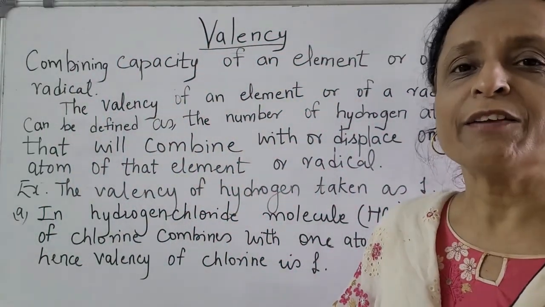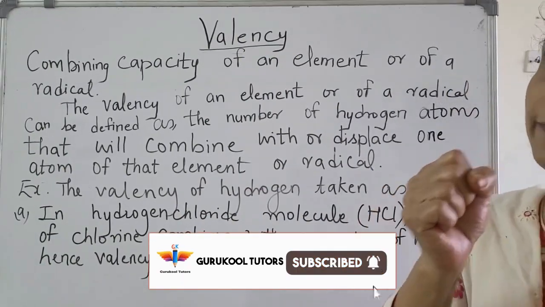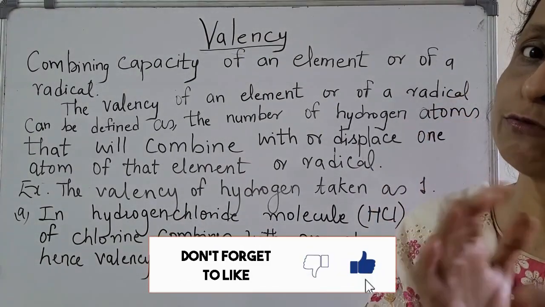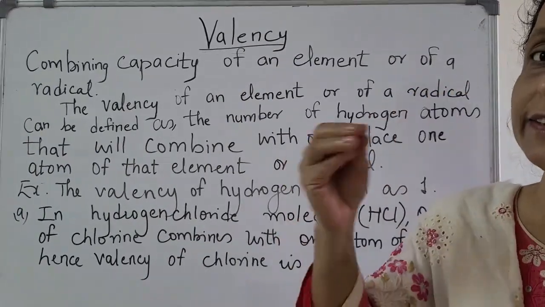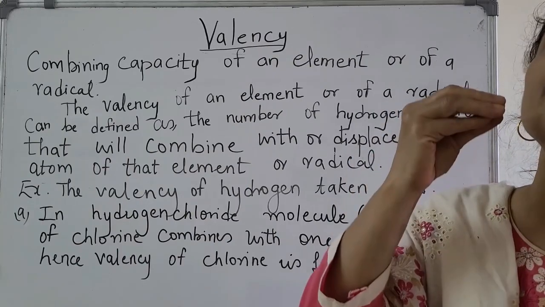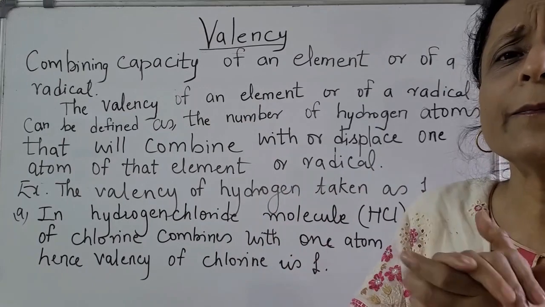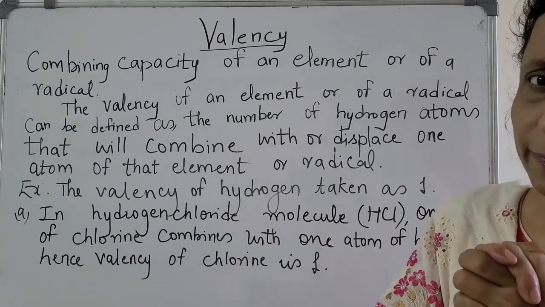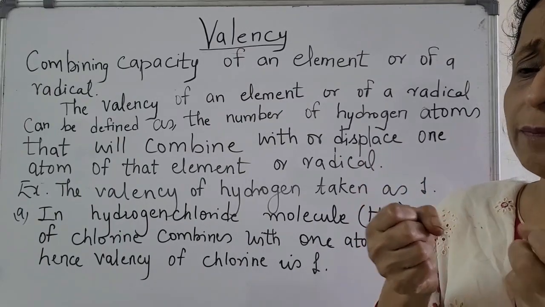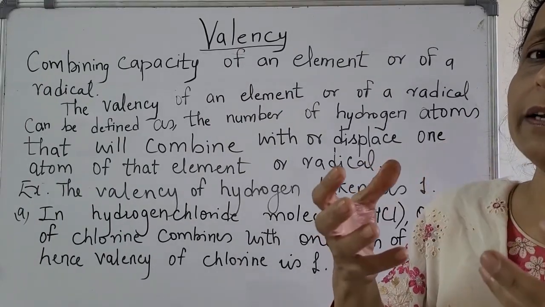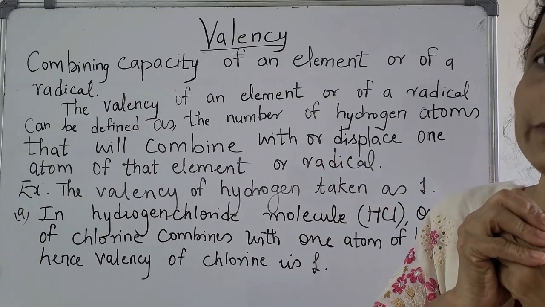Now, let's study valency. What is valency? It's the combining capacity of the element to form compounds. The atoms become radicals, and radicals get attracted and form compounds. So, valency is the combining capacity of the element and the radical. They don't form compounds just randomly. It is due to the valency that they get attracted and form compounds.